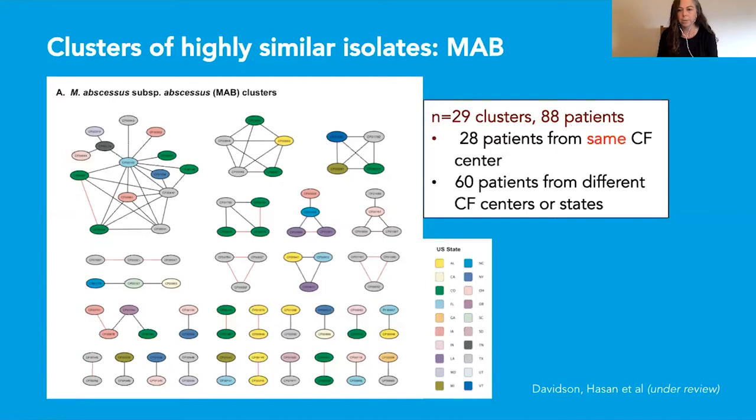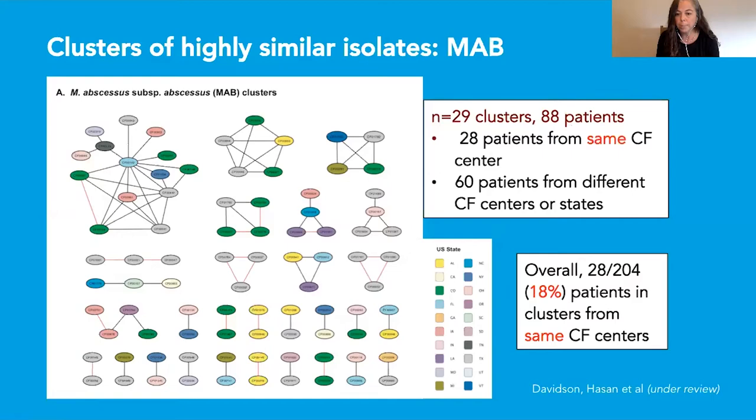So overall, there are 18% of patients in our whole sample set that are in these genetically similar clusters and were seen at the same CF center. So this suggests that there are quite a few genetically similar isolates that are not related to being seen in the same CF center, which kind of goes along with the idea of these dominant circulating clones, and we don't know how they've been spread around.